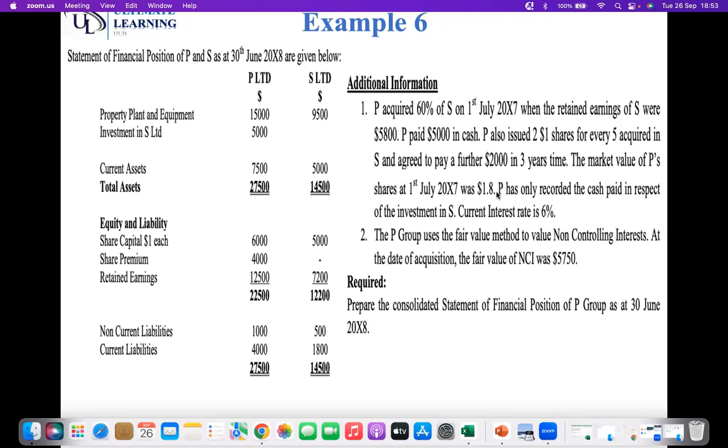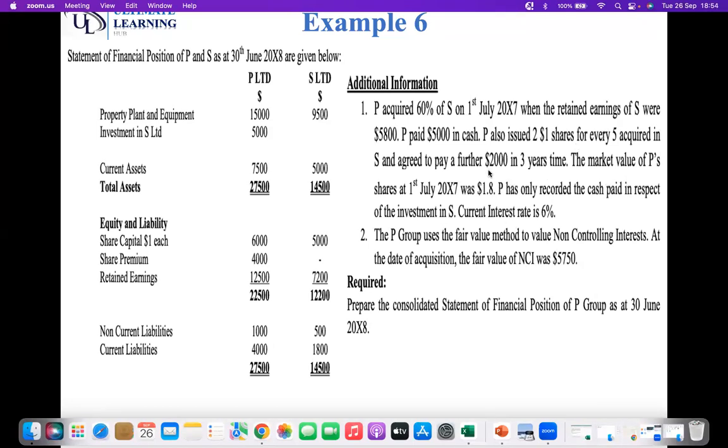Remember, in cost of investment, number 1, you can acquire through cash, which can be immediate cash or deferred cash. Number 2, you can acquire through share exchange. And number 3, you can acquire through loan.